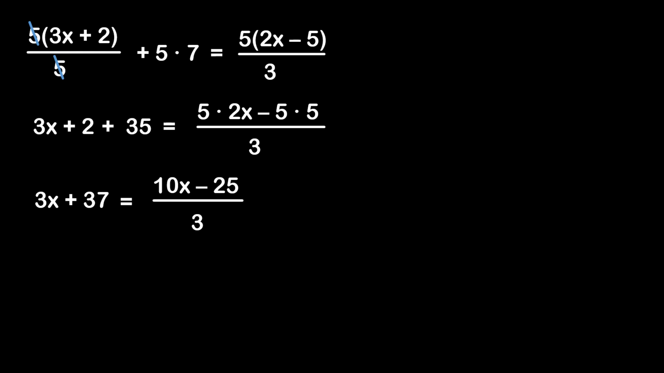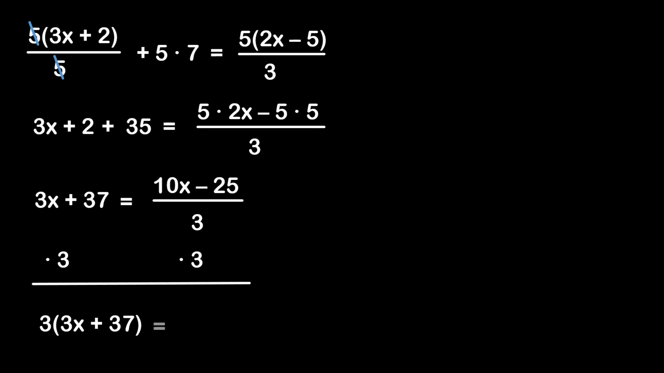And at this point, we still want to get rid of the other fraction. So we're going to do the exact same thing. We're going to look at the denominator of that fraction, which is 3, and we're going to multiply both sides of the equation by 3, like this. In this case, you'll have 3 times 3x plus 37 is equal to 3 times 10x minus 25 over 3. And once again, the whole reason why we did that is because we knew that the 3's would cancel out like that. And now we have gotten rid of all of the fractions.